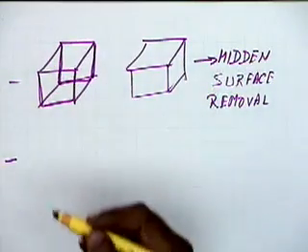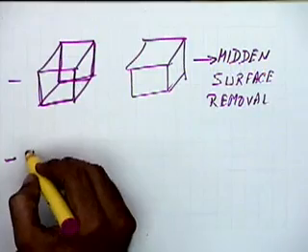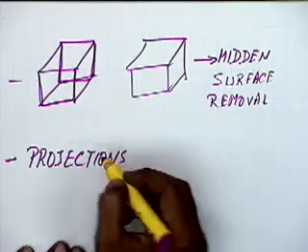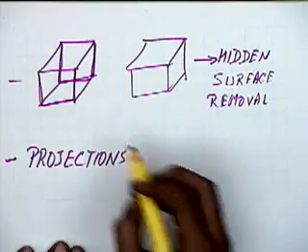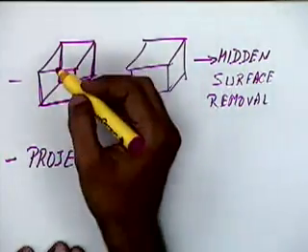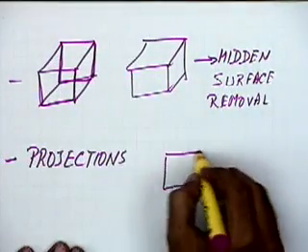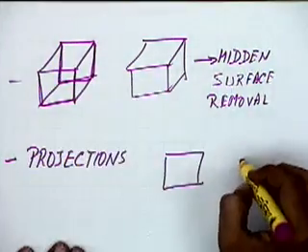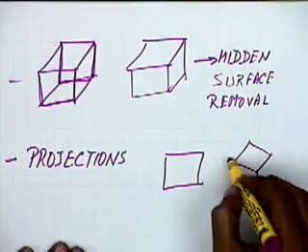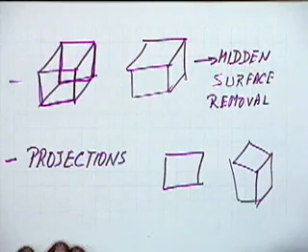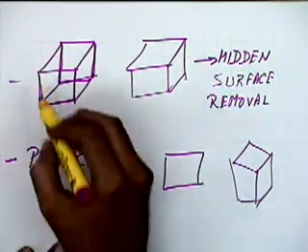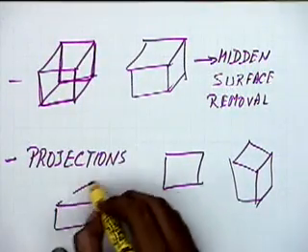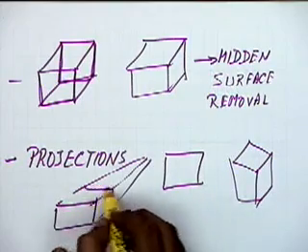Then when we are talking of display, we will also like to talk of projections. If I take an orthographic view or a simple front view of this object, I will get a rectangle. If I take an isometric view, I will get a view which would be something like this. If I take a perspective view, I will get a view which would be something like this.